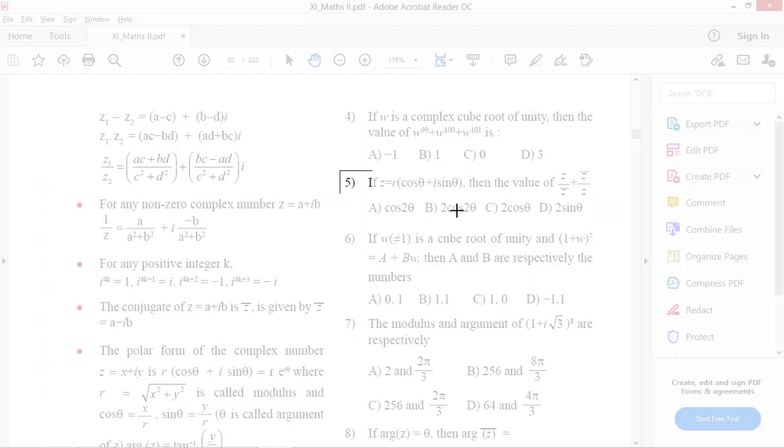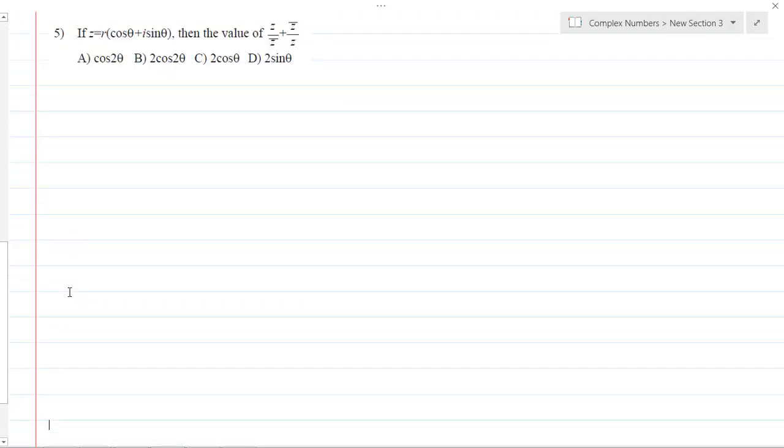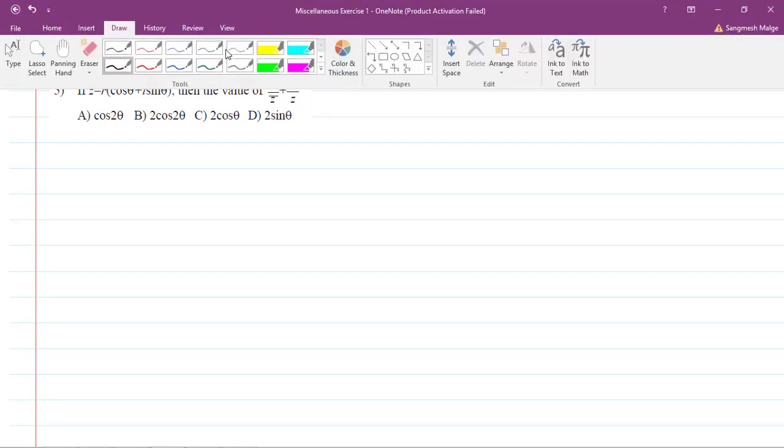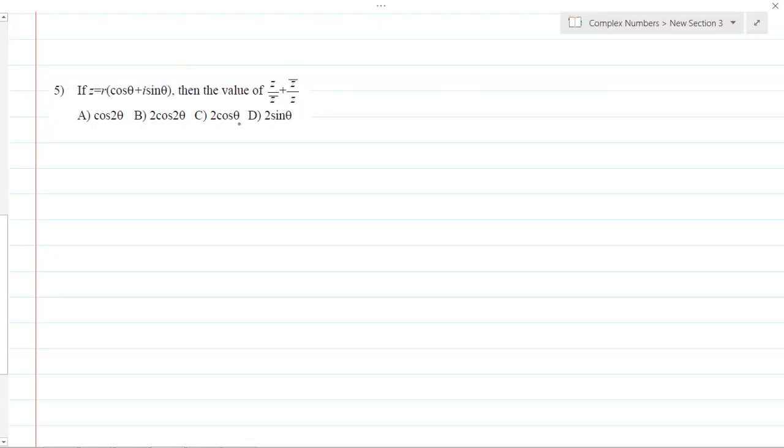If z is equal to this much, good question actually, this one. If z is equal to r into cos theta plus i sin theta, then the value of z upon z bar plus z bar upon z is equal to what? Okay, so z is what? z is equal to r cos theta plus i sin theta. Then what will be z bar? It is the complex conjugate of this one. So it is r cos theta minus i sin theta.